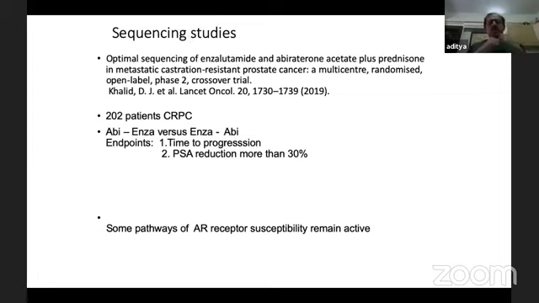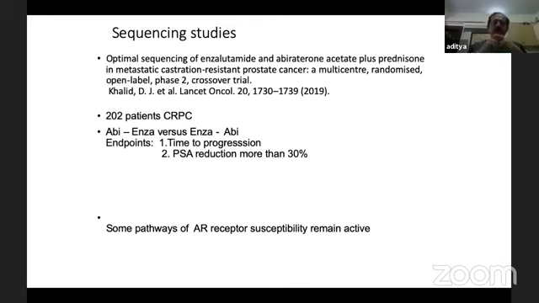Suppose I had a patient who initially, when he was hormone sensitive, I had given enzalutamide or abiraterone. Then what should I use? If a patient had enzalutamide, should I add abiraterone? Or if he was on abiraterone, should I start with enzalutamide? These questions have been studied in a few articles earlier.